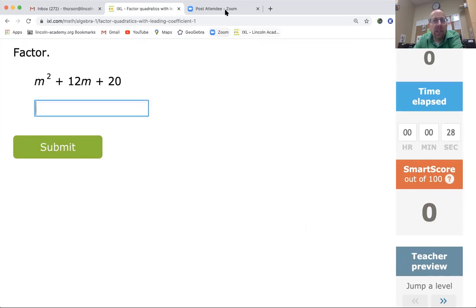So what I normally do is, right off the bat, I do the two sets of parentheses. We're multiplying these two binomials, or linear equations, together that would multiply together to give you that. Since there's a leading coefficient of 1 here, we know that the leading term is an m.